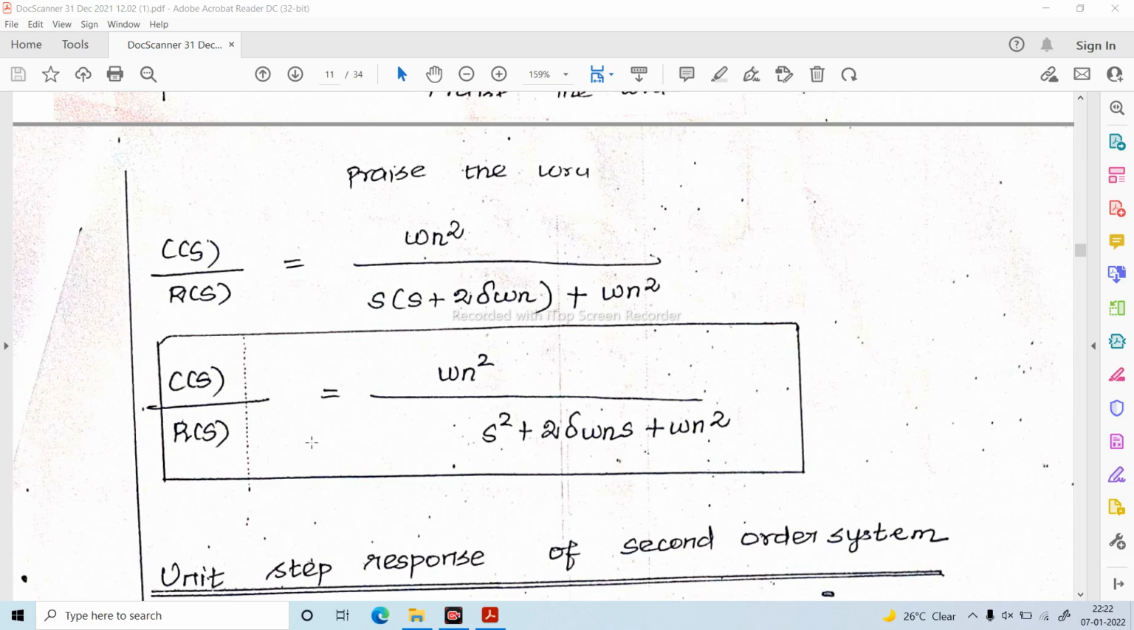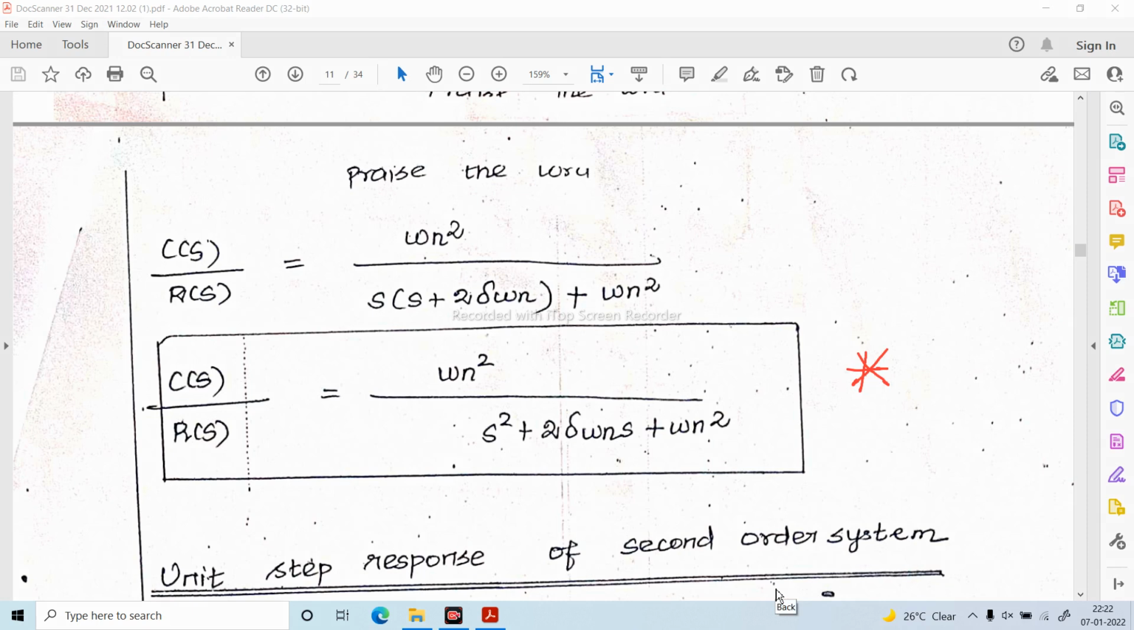And what is C of s by R of s? This is the standard transfer function of the second order system: omega n square divided by s square plus 2 delta omega n s plus omega n square. This equation is very important in competitive examinations and other examinations.